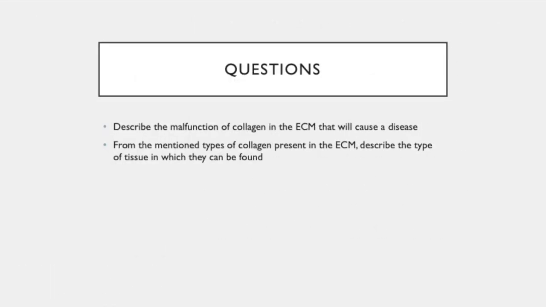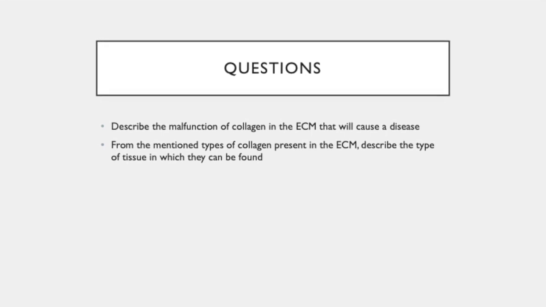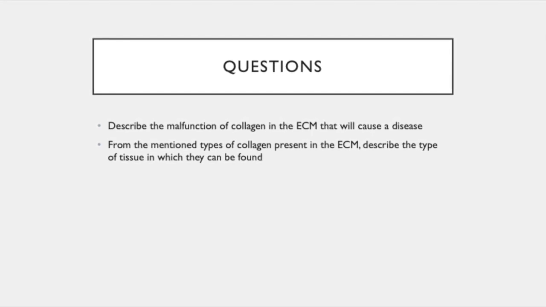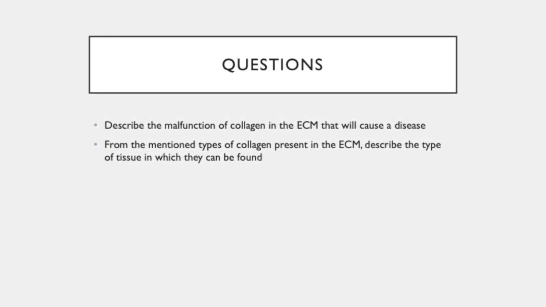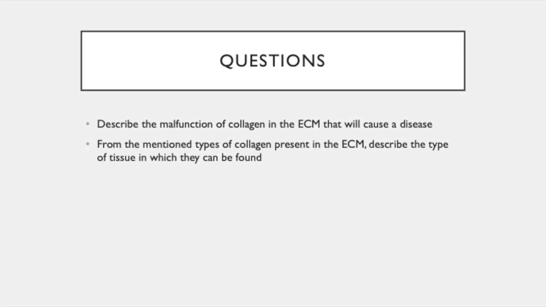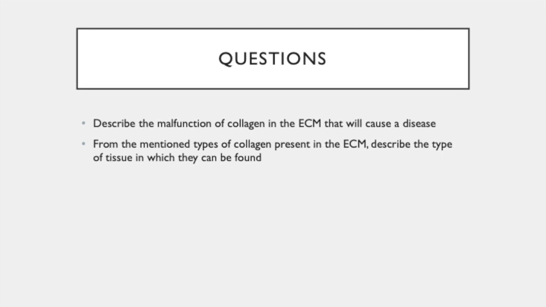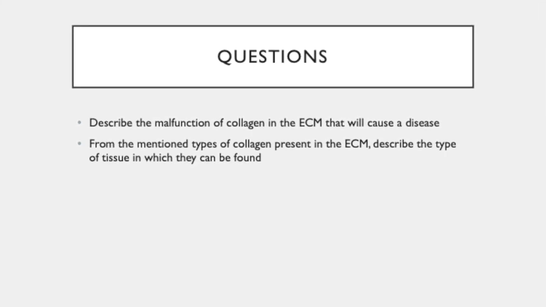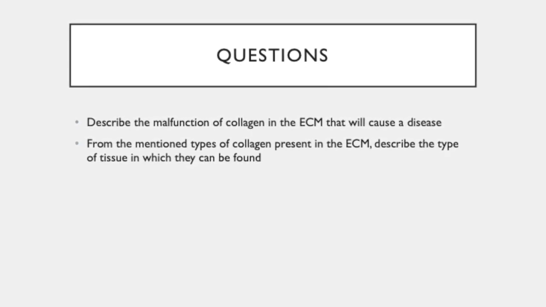Some of the questions that I have for you all are: describe the malfunction of collagen in the extracellular matrix that will cause a disease. And from the mentioned types of collagen present in the extracellular matrix, describe the type of tissue in which they can be found.